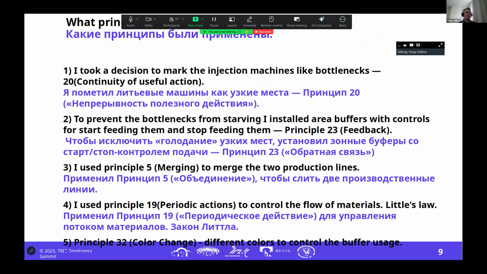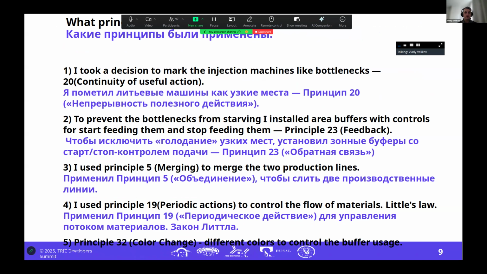Here, we start to use the principles of TRIZ. First, I took a decision to mark the injection machines as bottlenecks. So I use principle 20, to use the bottleneck 100%.